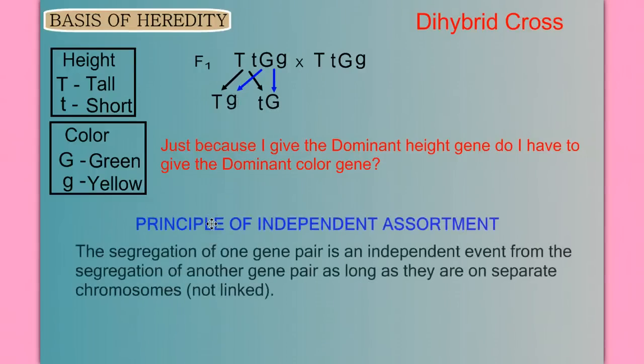The principle of independent assortment says that the segregation of one gene pair is an independent event from the segregation of another gene pair as long as they are on separate chromosomes. In other words, as long as they are not linked. So do the dominant green pods go with the dominant tall gene? And does the recessive yellow gene go with the recessive height gene? It turns out they are not tied together. Mendel performed thousands of crosses looking at the two traits at the same time, and it led him to describe this principle of independent assortment.